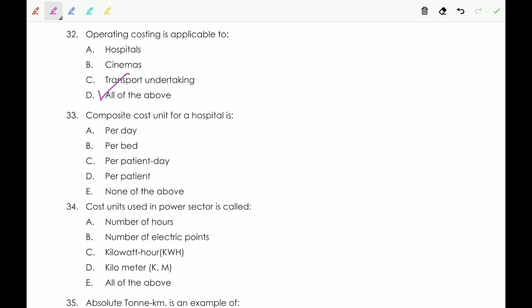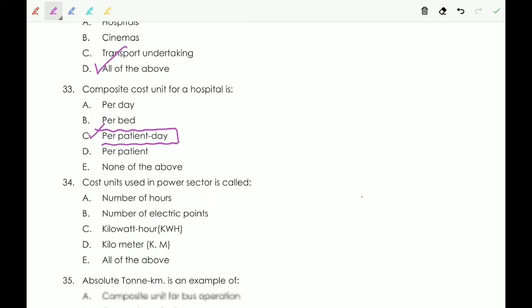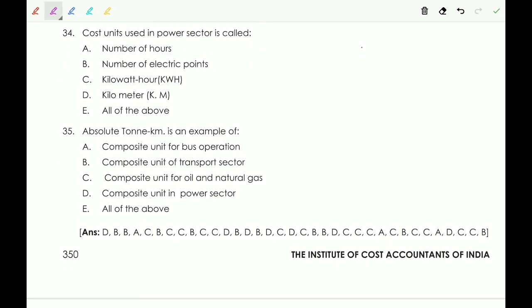Next 33. Composite cost unit for a hospital is... So composite cost unit for hospital is per day, per bed, per patient day. So it is the composite cost per patient day. Next 34. Cost unit used in power sector is called... Number of hours, number of electric points, kilowatt hours. Yes, kilowatt hour is the cost unit in power sector.